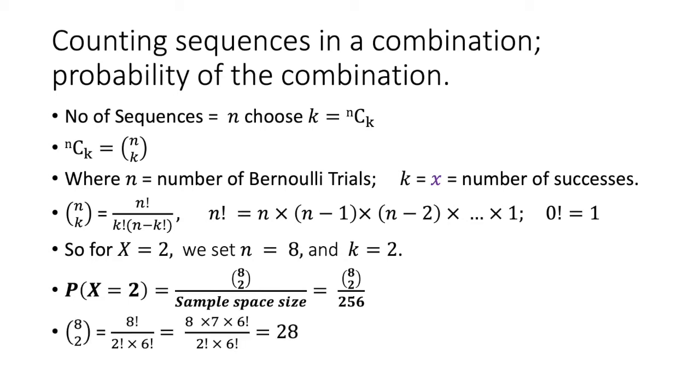That is 8 factorial divided by 2 factorial times 6 factorial. And the answer is 28. Hence, the probability of x equals 2, or the probability of seeing 2 disk failures, equals 28 by 256.